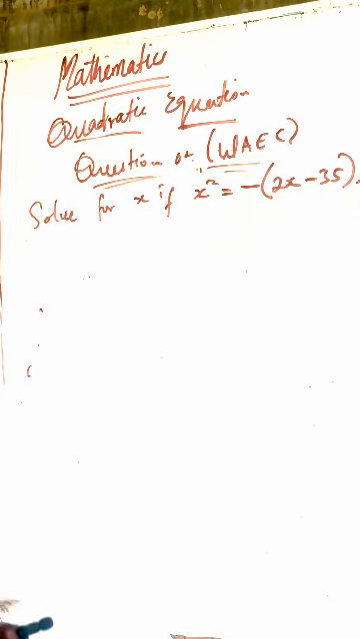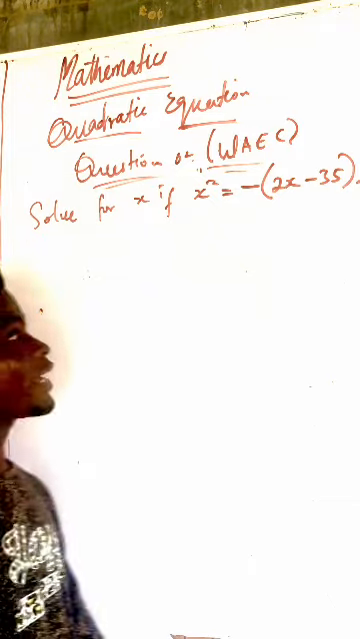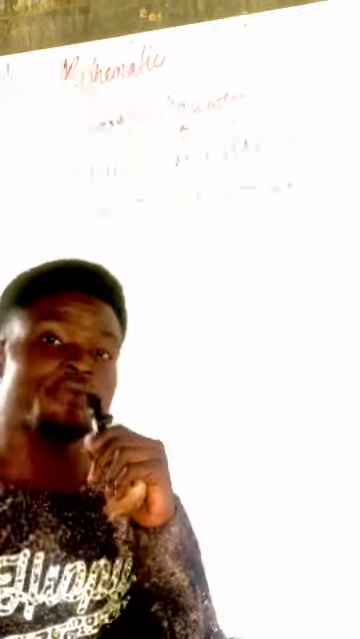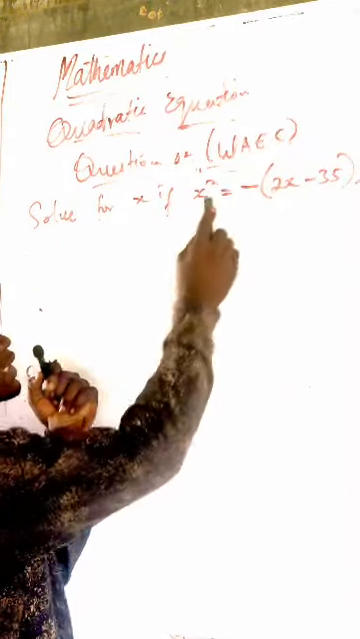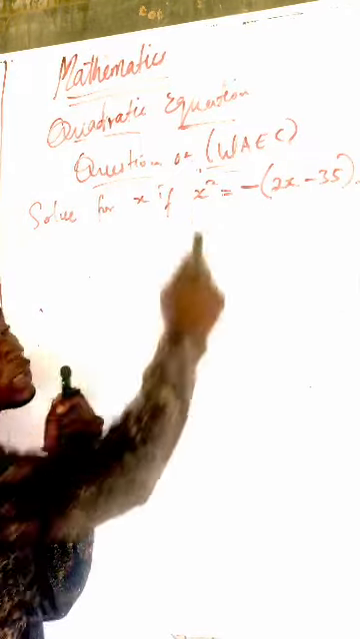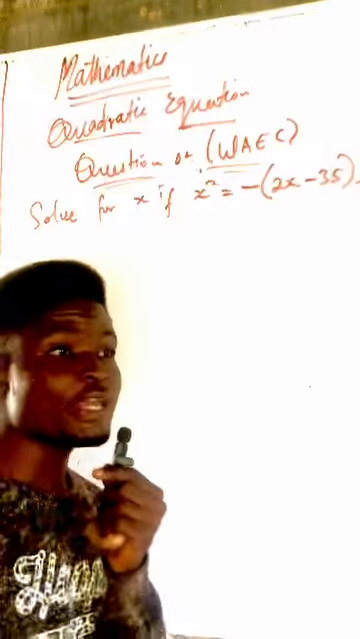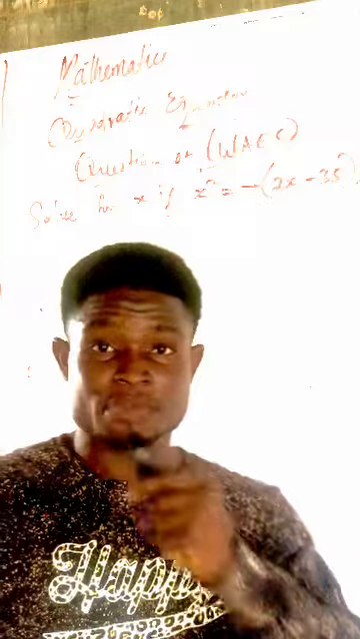Okay, now look at this question. It's also a quadratic question. It says solve for x if x squared is equal to minus open bracket 2x minus 35. I told you already that for every quadratic equation, look at the unknown x. The highest power of x is what? 2. Here the power of x is 1. The highest is 2. So you have to know that it's quadratic already, and then do the rearrangement to take it back to a quadratic expression.